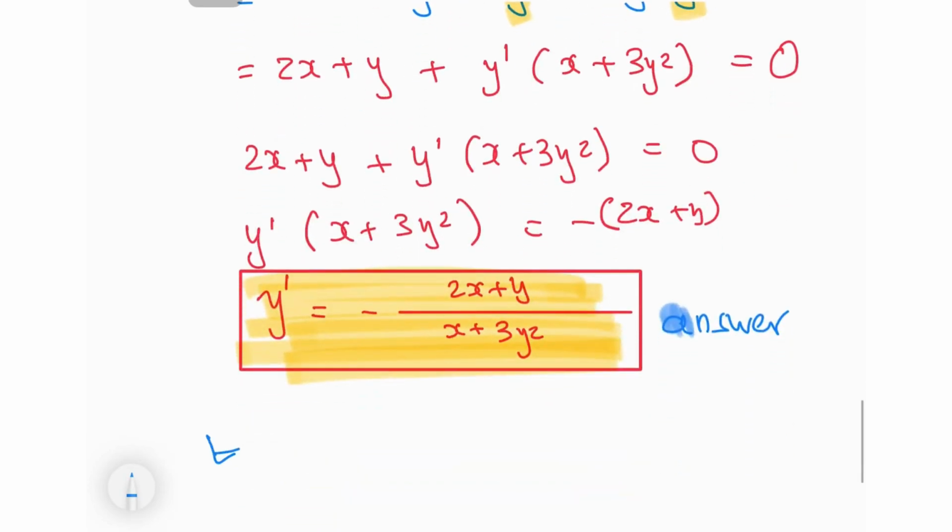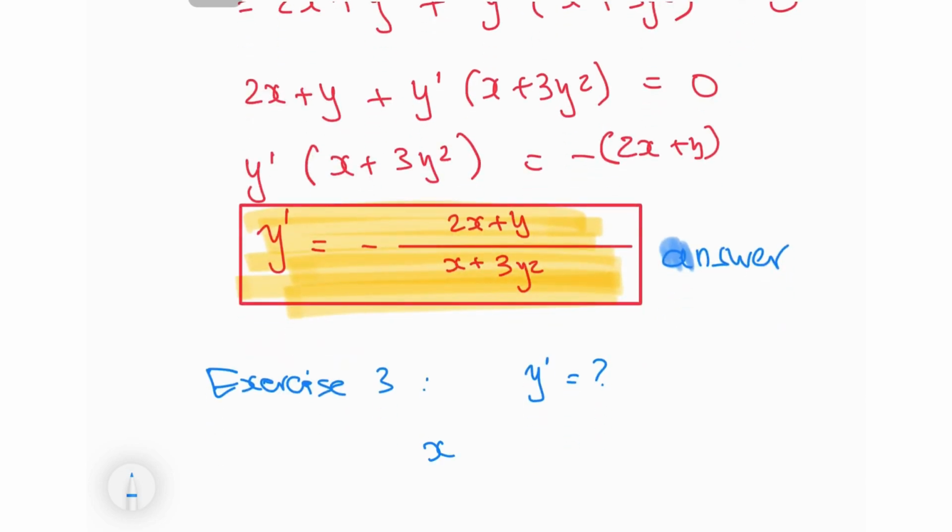And exercise 3 for you. You can find y prime for x cubed plus 2xy plus 5y to the power 4 equals 0.